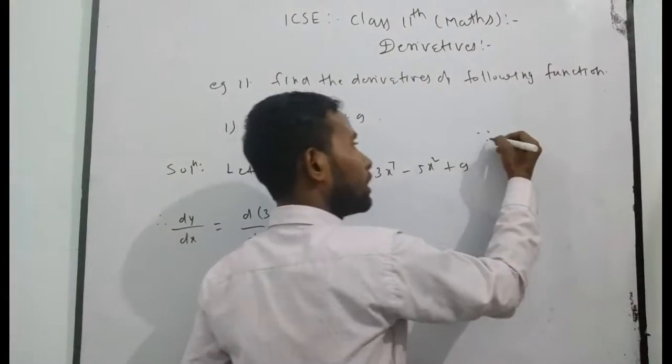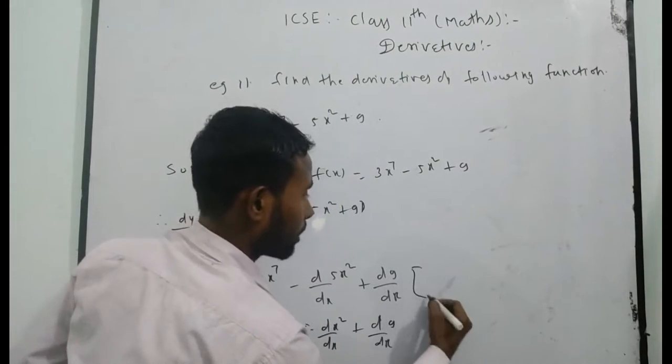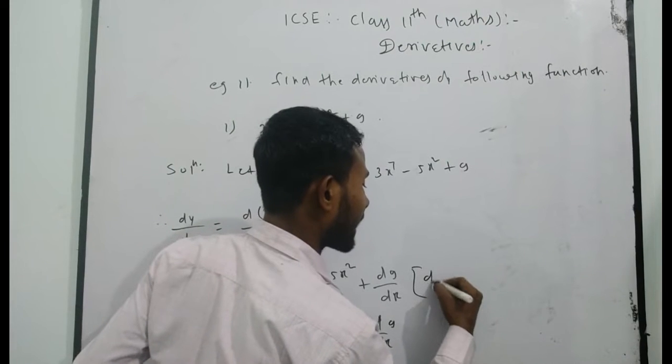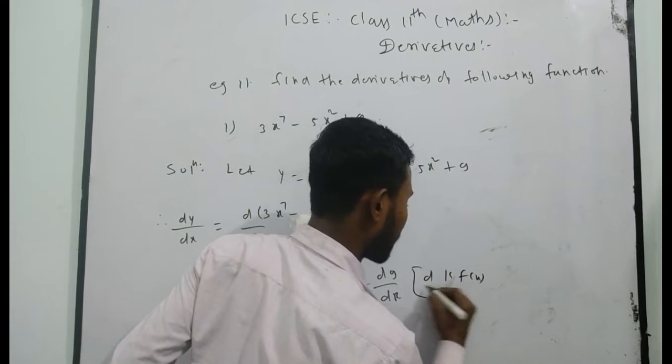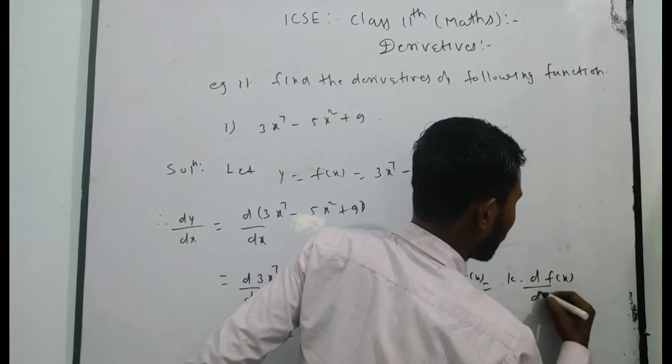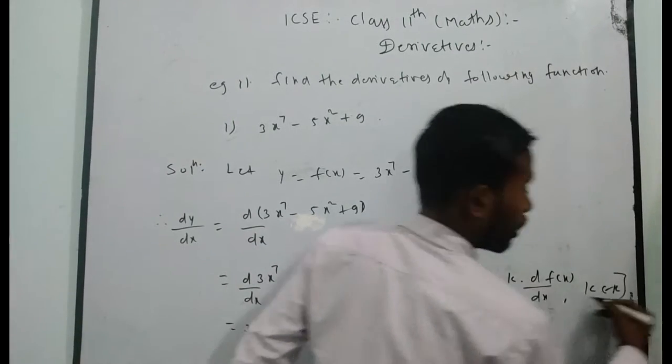How? Because you can write it that way. As you know, the derivative of k times f(x) with respect to x is equal to k times the derivative of f(x) with respect to x, where k belongs to the real numbers. You can write it here.